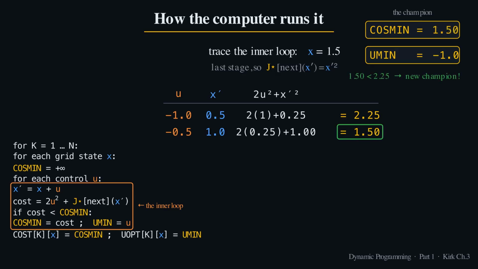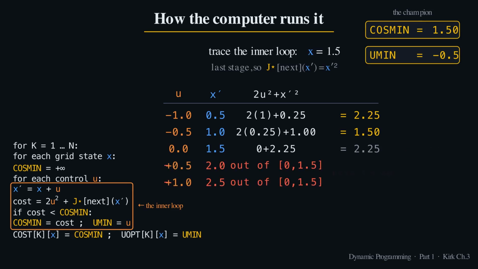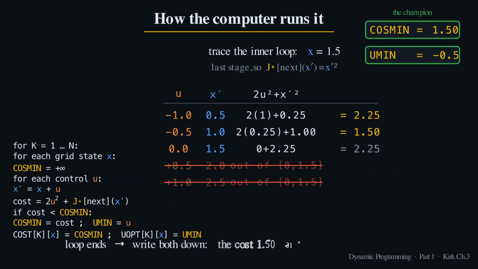Next, minus a half. It lands at 1. Cost 0.5 plus 1 equals 1.5. Cheaper, so it's the new champion. And we remember the control that won. Next, 0. Lands at 1.5. Cost 2.25. Worse, the champion stays. The remaining controls would push the state out of bounds, so we skip them. The loop ends. The champion is 1.5 from the control minus a half. We write both down, the best cost and the winning control. That is the entire computation for one state.